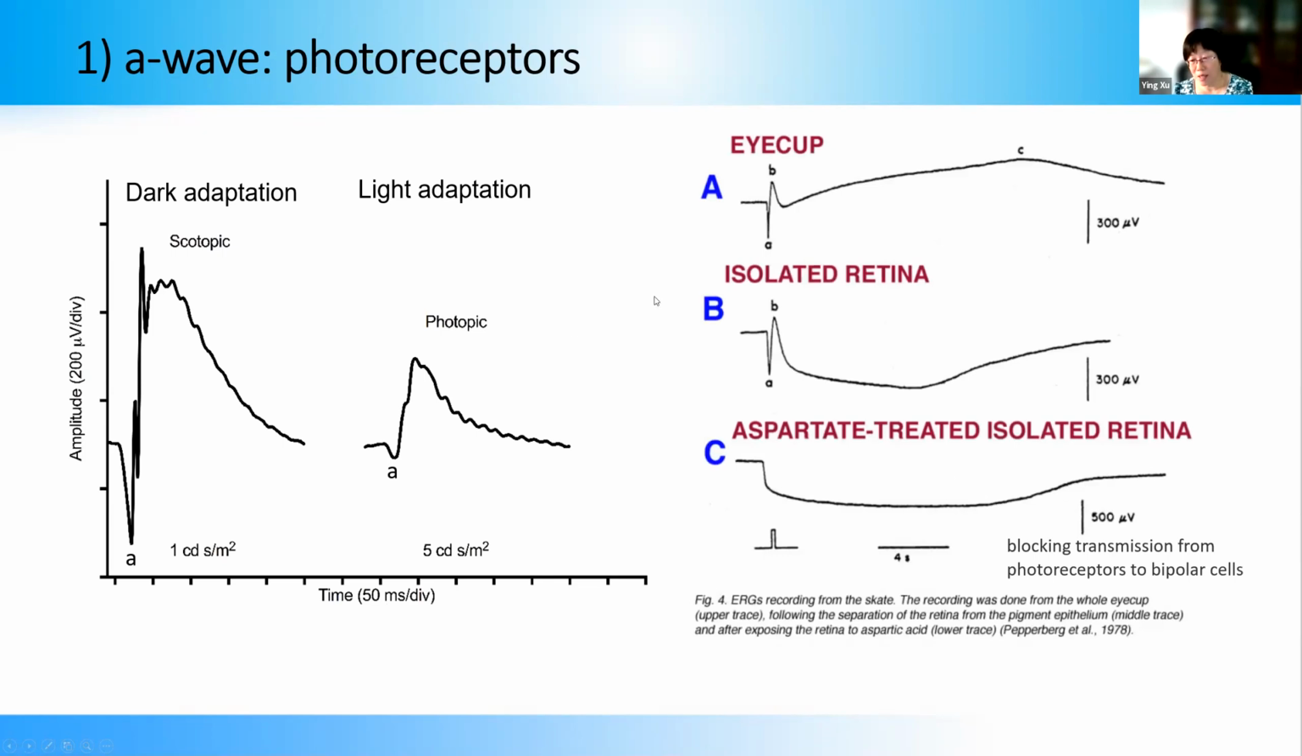In an early experiment back in 1978, scientists found that when they isolated the retina and added aspartate to the isolated retinal perfusion, which blocks transmission from photoreceptors to bipolar cells, only the P3 component of the A wave remained. That means this wave came from the photoreceptors, since the other neuronal pathways were blocked. So this is a basic experiment showing this.